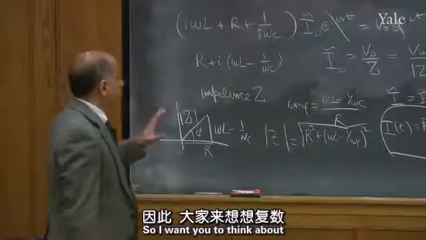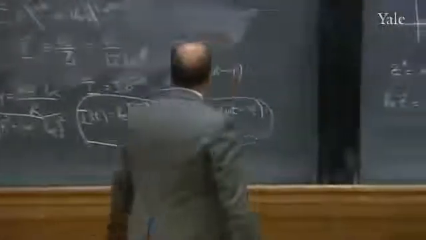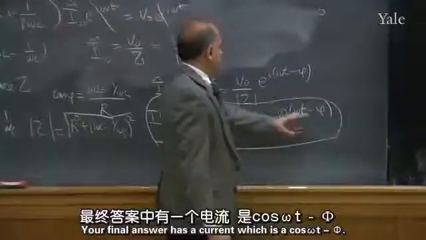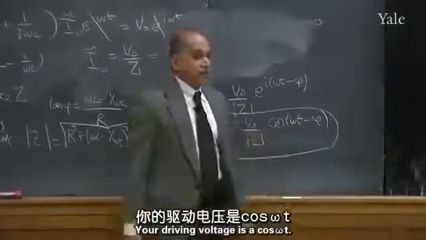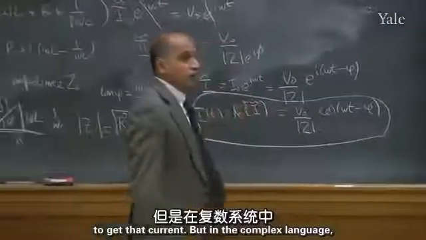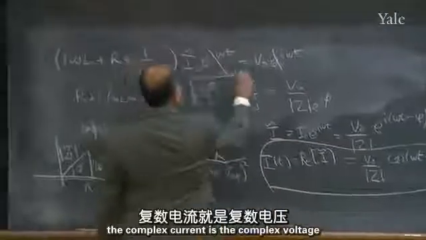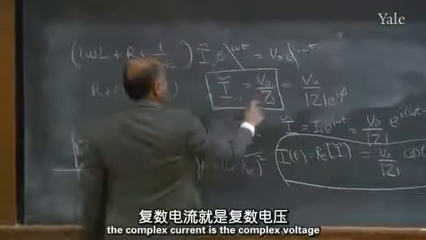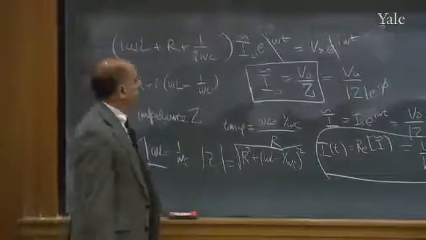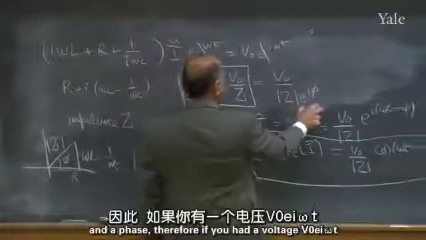So I want you to think about the magic of complex numbers. Your final answer has a current which is a cos(ωt − φ). Your driving voltage is a cos ωt. There is no way you can divide the voltage by anything to get that current. But in the complex language, the complex current is the complex voltage divided by the complex impedance. How does that happen? That happens because the impedance Z has got a magnitude and a phase.